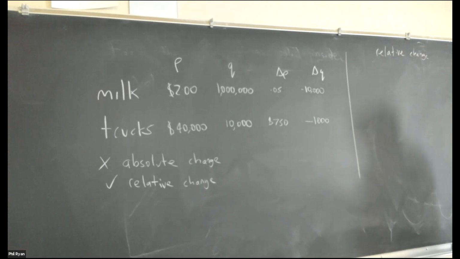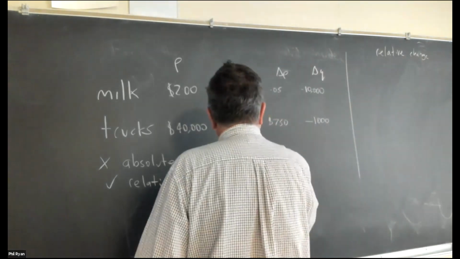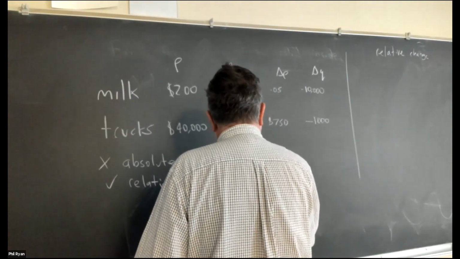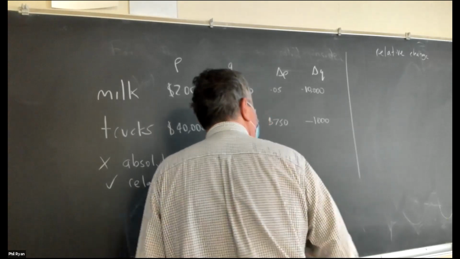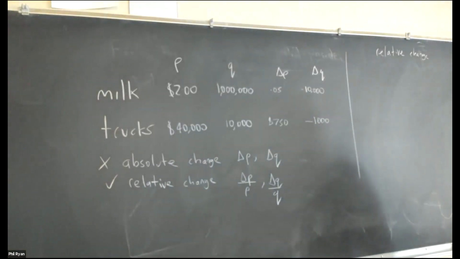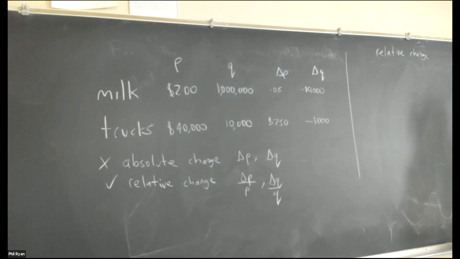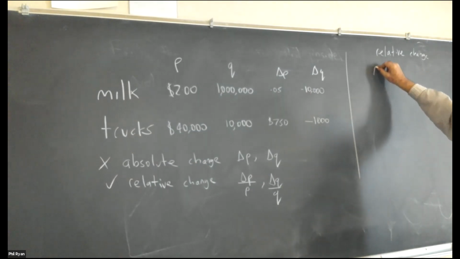Well, remember what the formula for relative change is? So if absolute change was delta P and delta Q, the relative change is delta P on P and delta Q on Q. And so that gives you a proportion, which if you then multiply by 100, gives you a percentage. Okay, so let's have a look. What's the relative change in price?